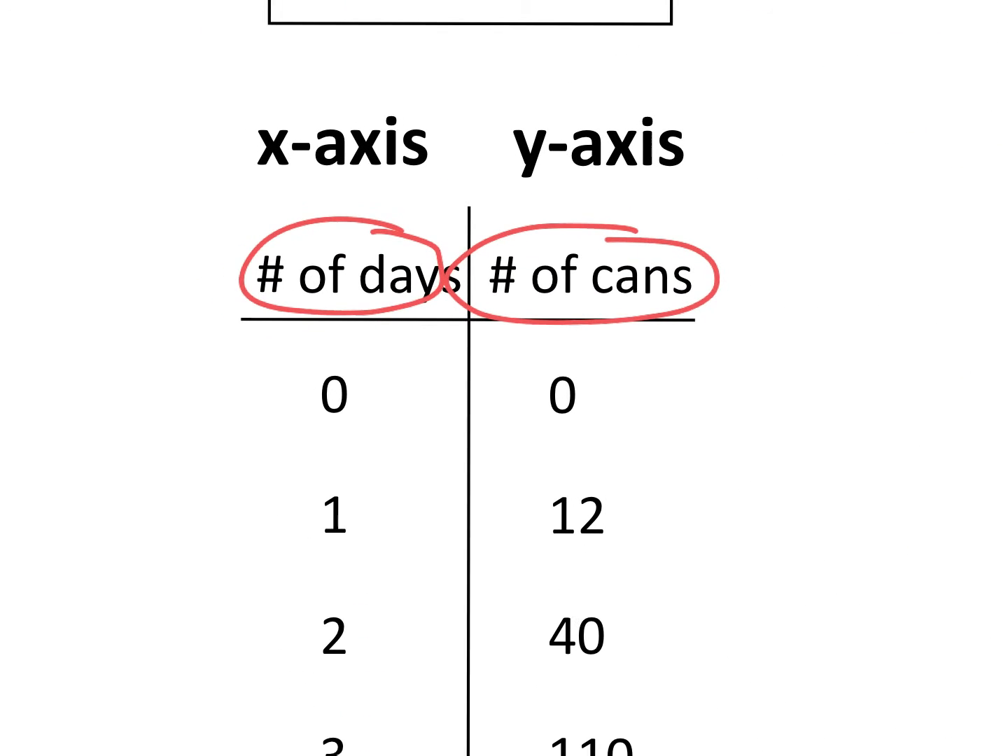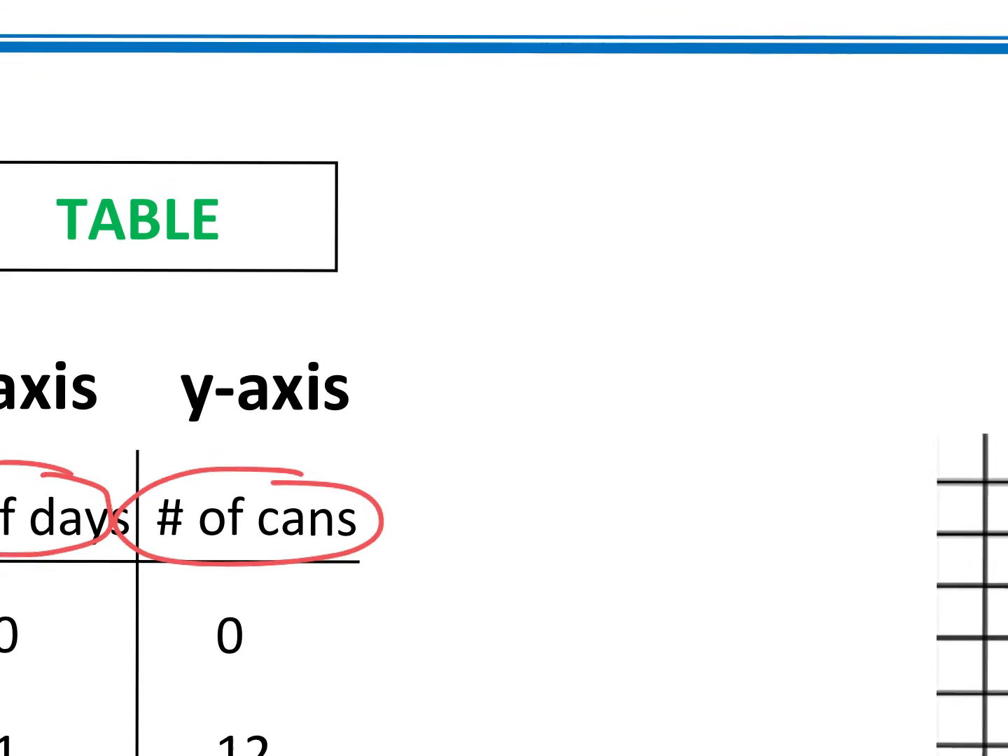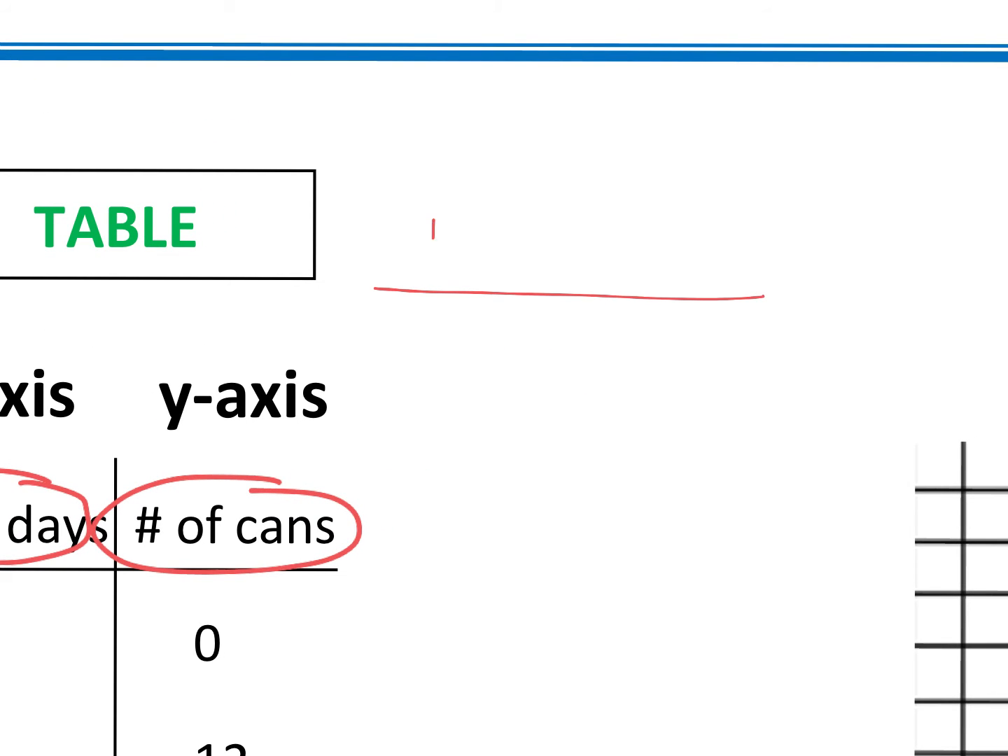So in this case, right, we have a vertical T-chart here. The left side is always the x. Right? X-axis, right? What goes on the x-axis is always on the left side of your table. That will never change. Now if you have a table that's set up horizontally, days in cans, your x-axis will always be on top and your y-axis will always be on the bottom.